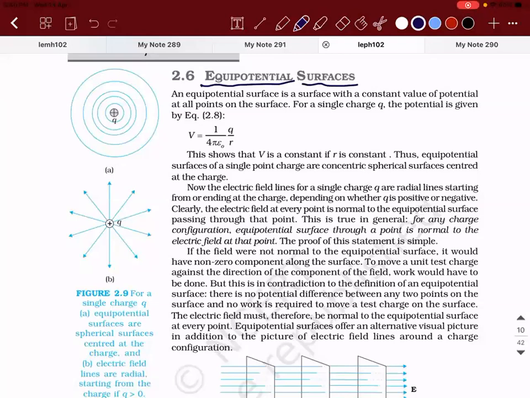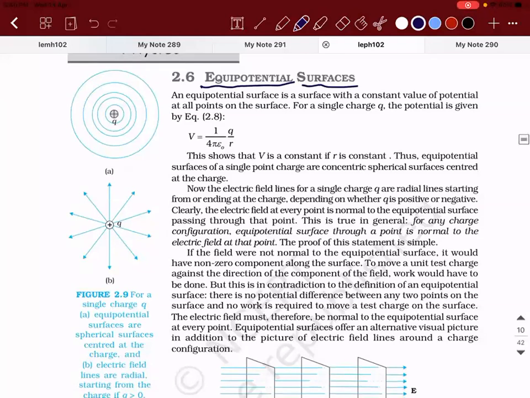Okay, so write that down. An equipotential surface is a surface with constant value of potential at all points on the surface. So, the first line is a surface with a constant value of potential at all points on the surface.